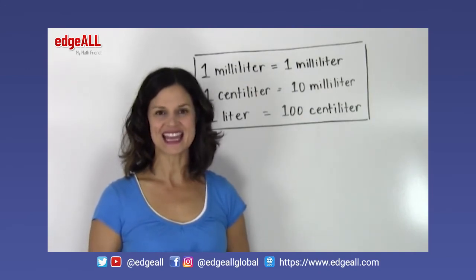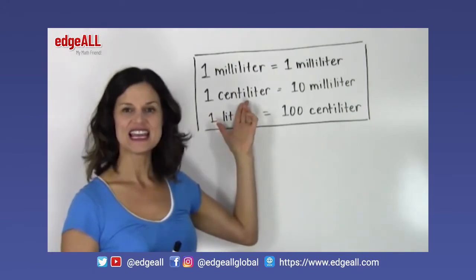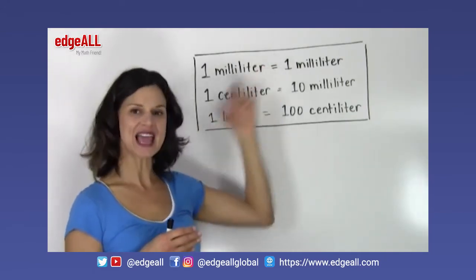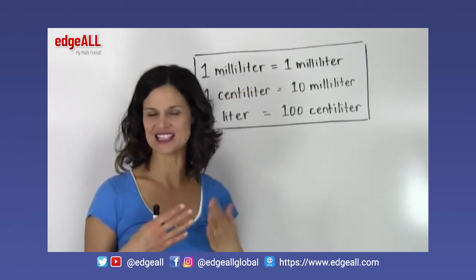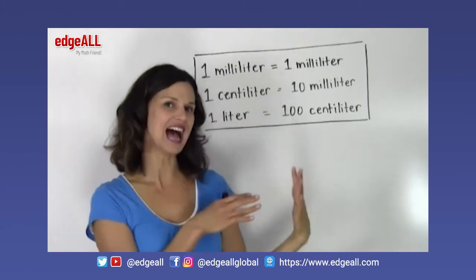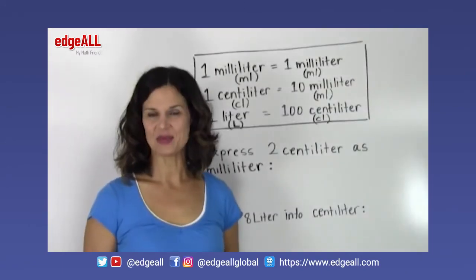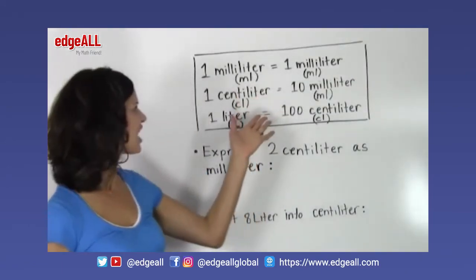And we can see then in this chart that 1 centiliter is equal to 10 times the milliliters. It's another way to look at it. And 1 liter is equal to 100 times the centiliter. Let's look at a couple of examples using our chart.